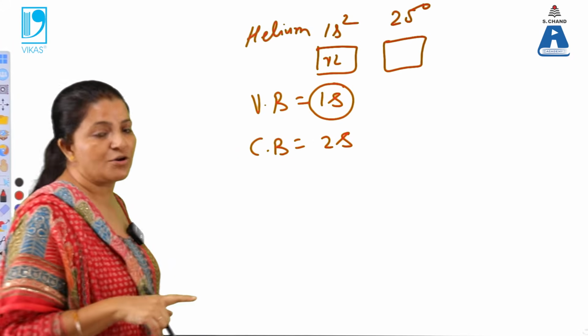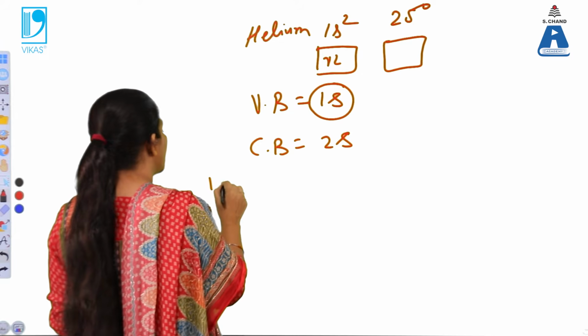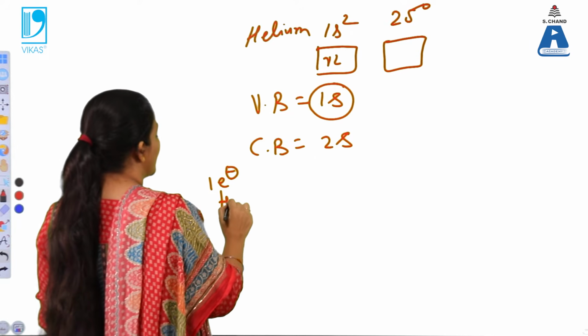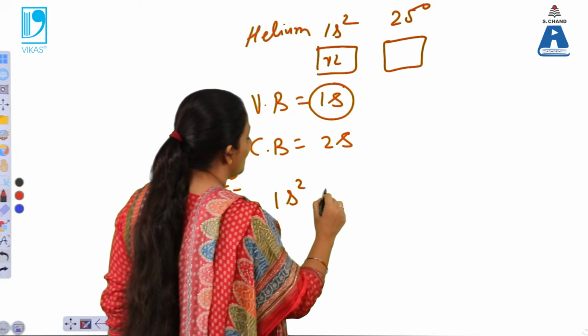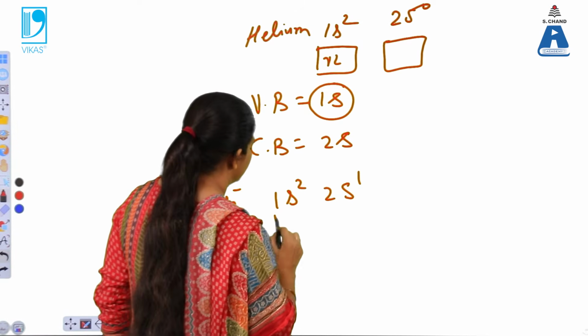Now add one electron into it. When one electron is added into it, it will become helium 1 negative, and what we will get? That will be 1s2 and 2s1.